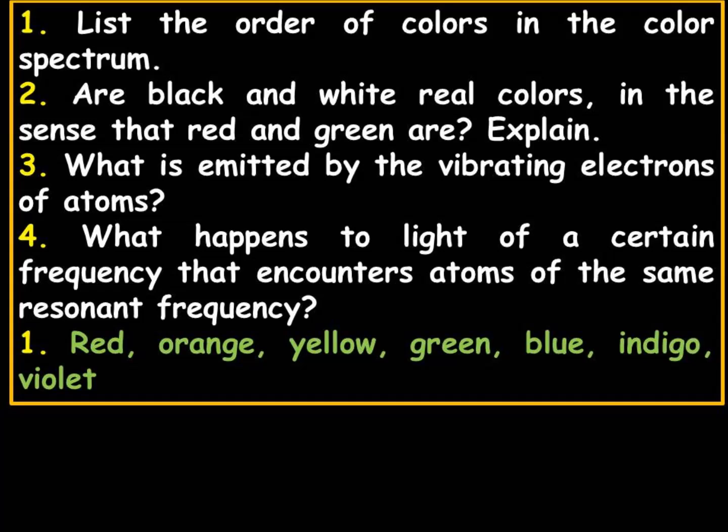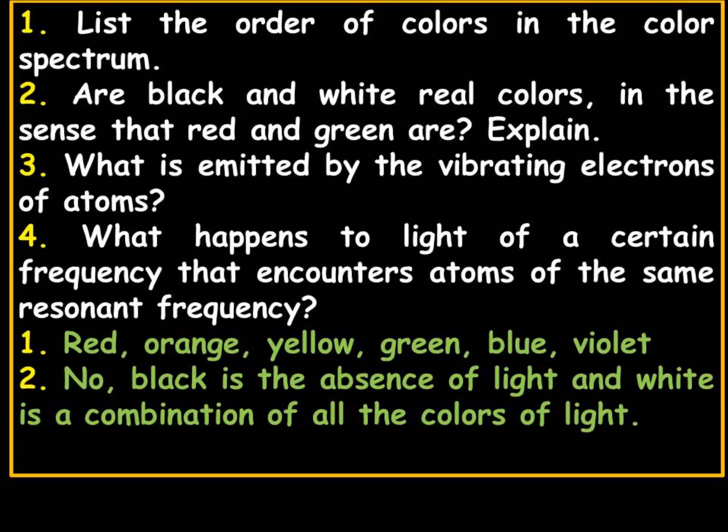Next is, are black and white real colors in the sense that red and green are? Explain. Well, black is the absence of color, and white is the combination of all colors. White is all colors. Well, Roy G. Biv, anyway. What is emitted by vibrating electrons of atoms? What is actually emitted? Well, light, electromagnetic radiation, is emitted when the atoms vibrate.